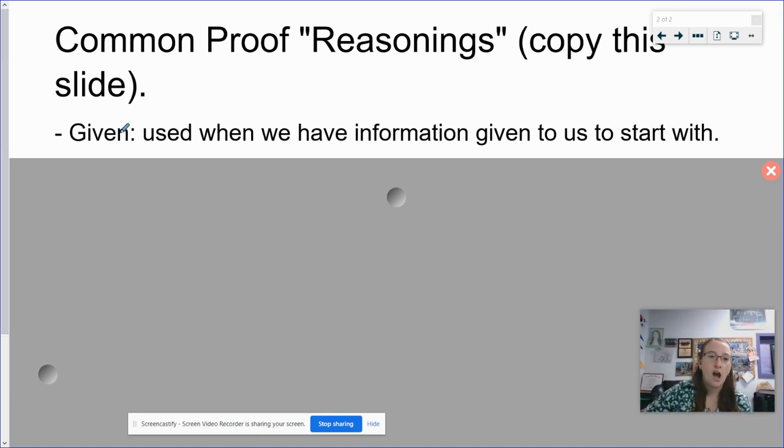So given is a very common reason. We use this when we have information given to us to start with. So if I said angle 4 is 30, and then you would go, why? Your reasoning is, well, it's given to us, that it was already told to us that it was 30. And they go, oh, okay, yeah, it's already given to us.